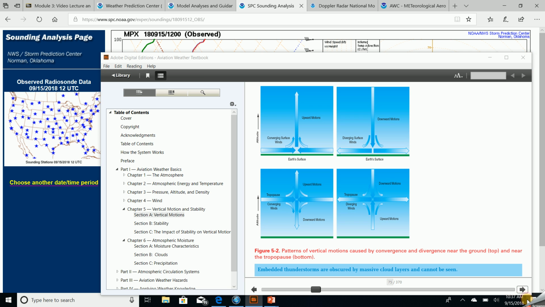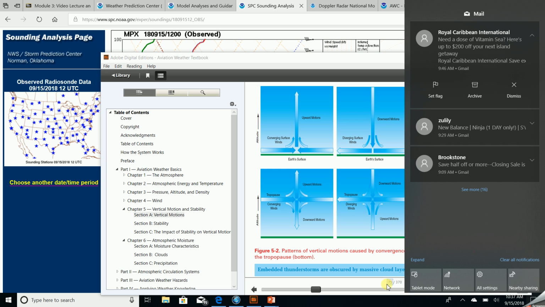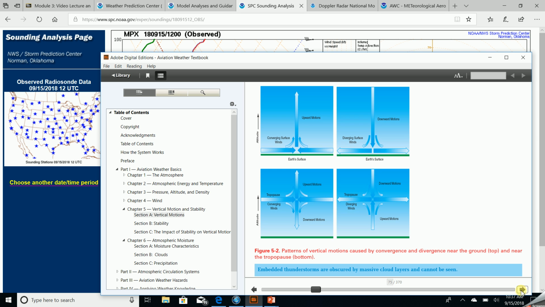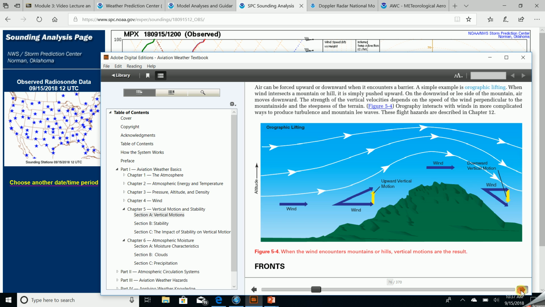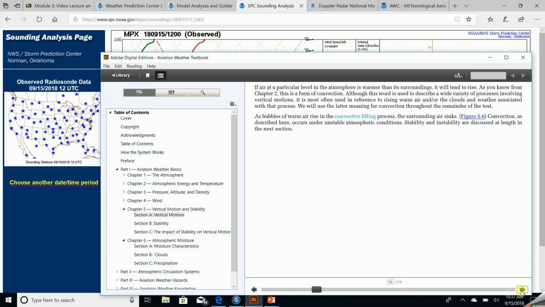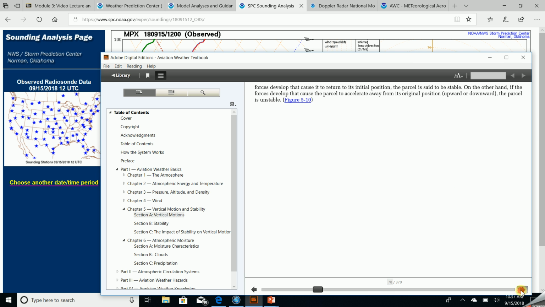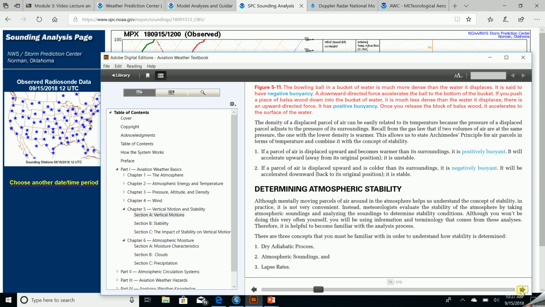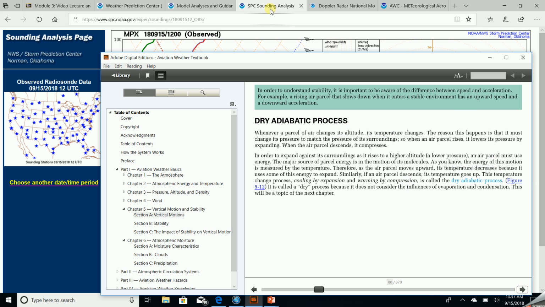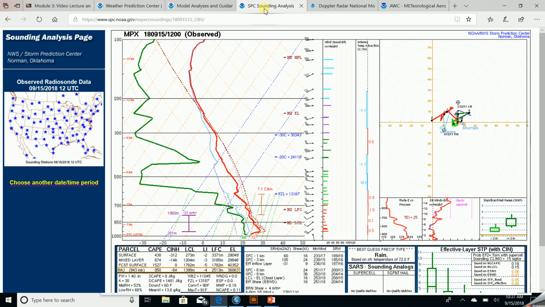One other picture I wanted to show you. We'll go over to it quickly. You can see the mountain ranges and it's all there too, which shows the vertical motion. And I think that's really what I wanted to look at there. Let's just go back to the sounding here a minute.